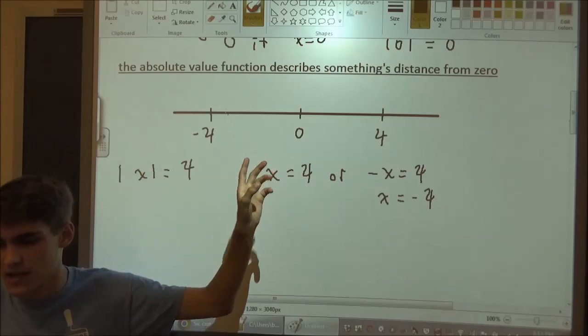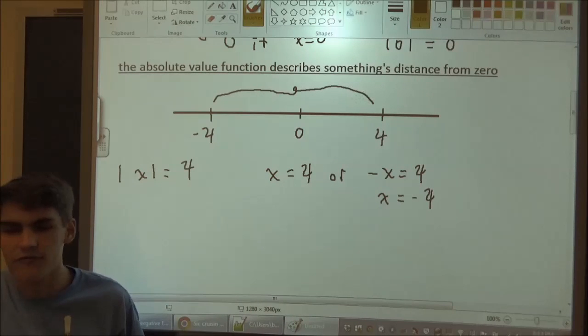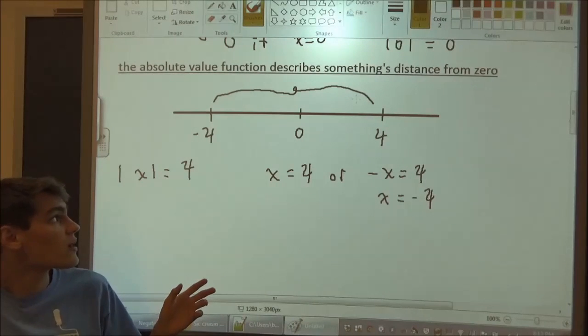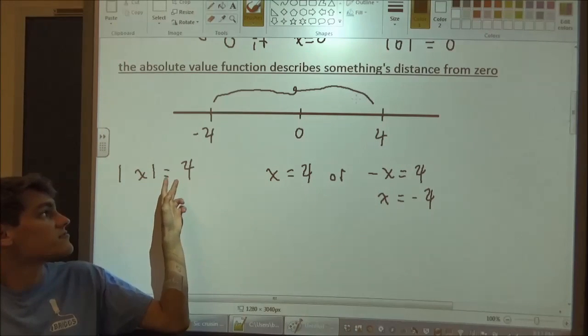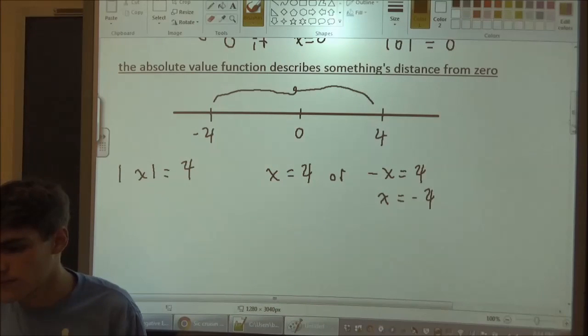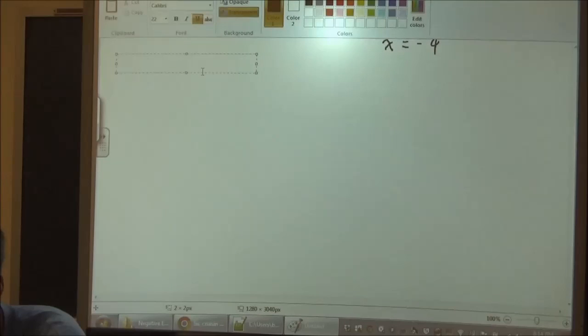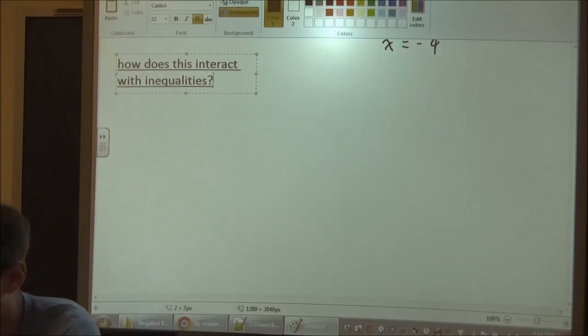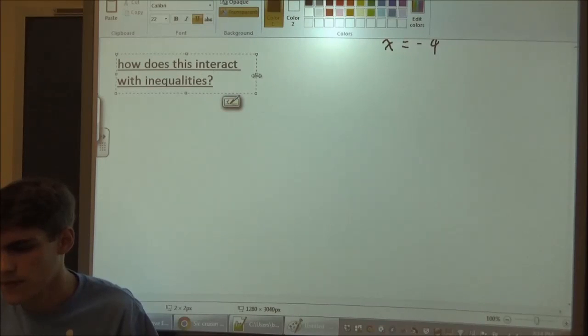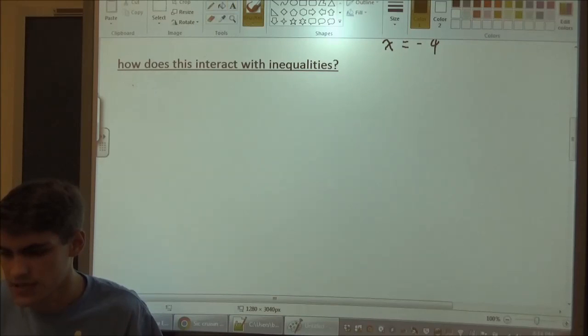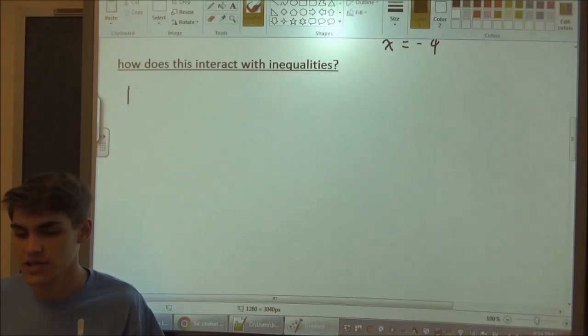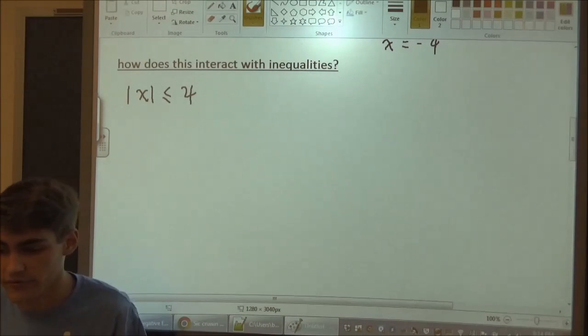The important thing to notice is that what it's doing is telling you how far away that number is from 0. How far away from 0 is x? It's 4 away, so it could be negative 4 or 4. And when we introduce inequalities, let's think about how this interacts with inequalities. So instead of the absolute value of x being equal to 4, now let's think about what this looks like: the absolute value of x being less than or equal to 4.